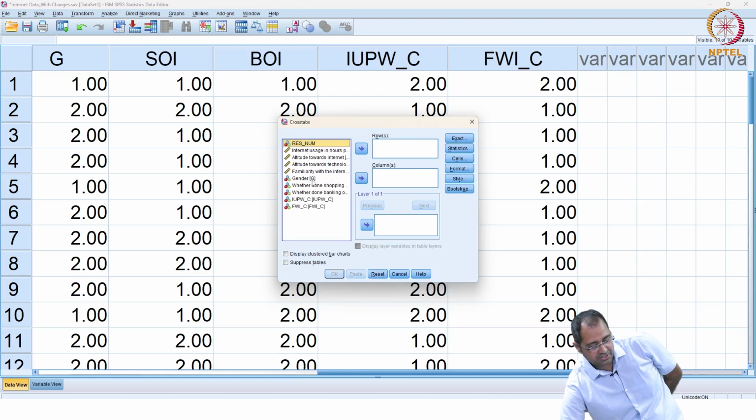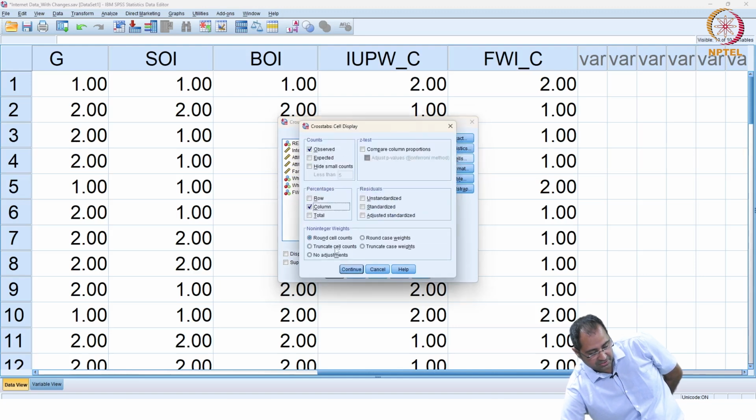Let's do this first, chi-square analysis. We have rows, the 9th one we are doing, the 11th one: do a chi-square test between gender and internet users. Gender is row and column is IUPW column, cells this one.